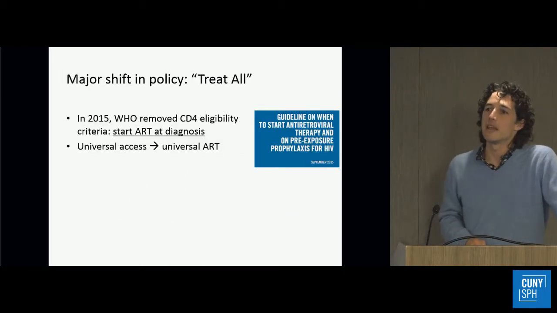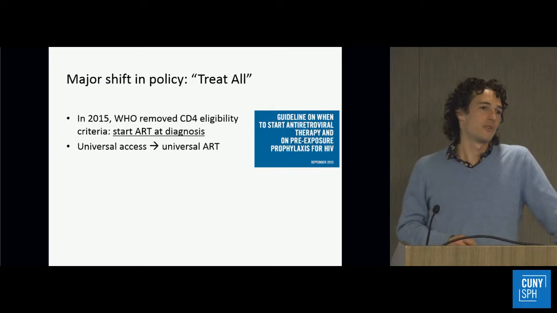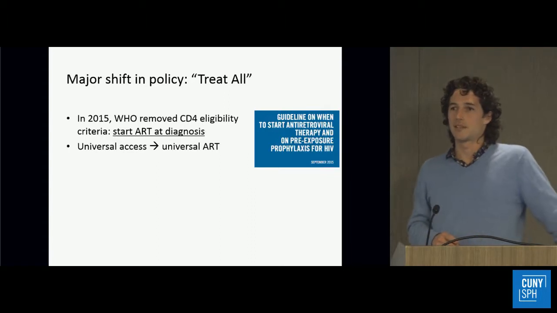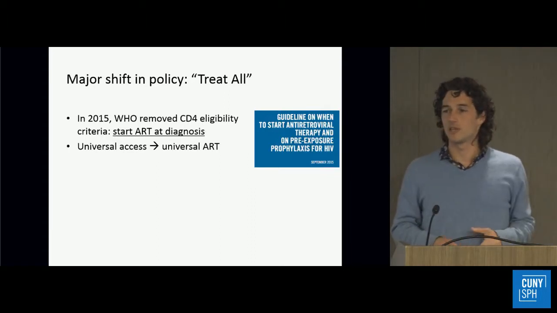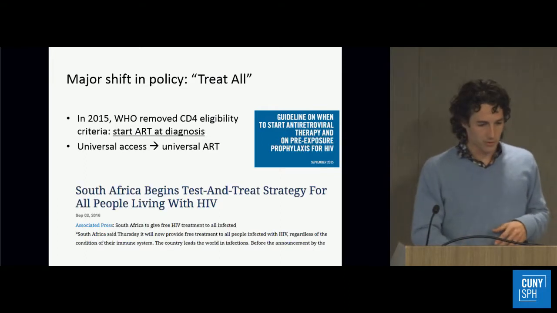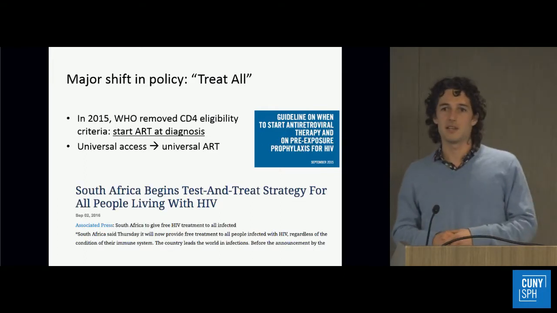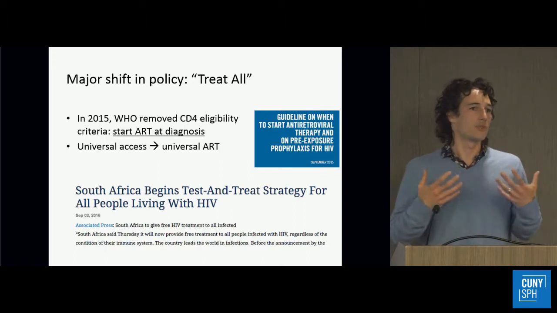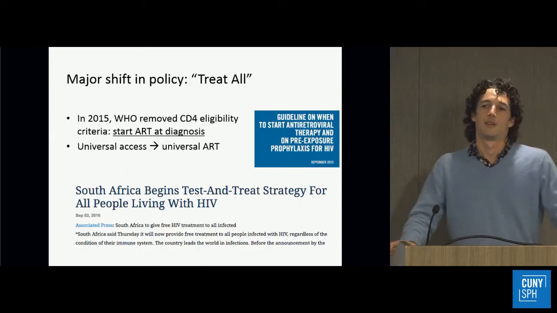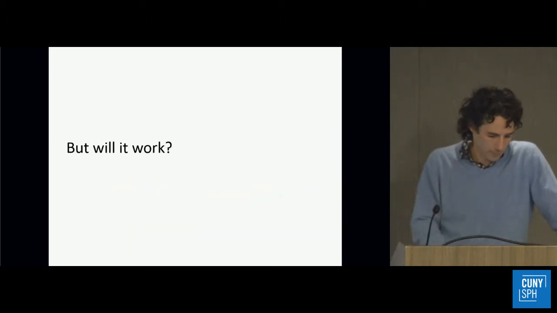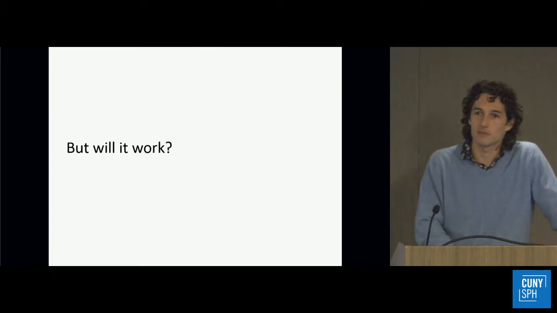And this has been the major public health rationale for changes in WHO guidelines to eliminate CD4 thresholds and extend treatment eligibility to everybody, and to institute policies that are now being embraced around the world, including in South Africa from 2016, to treat all, or test and treat, or universal test and treat. And these words are used approximately interchangeably, but with the idea of getting as many people on therapy as possible. Will it work? Has it worked?